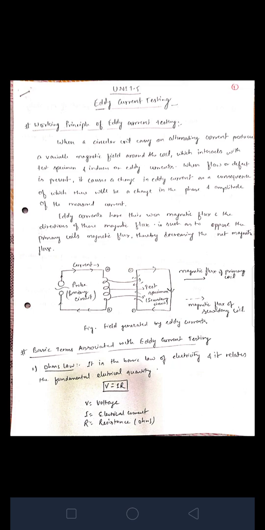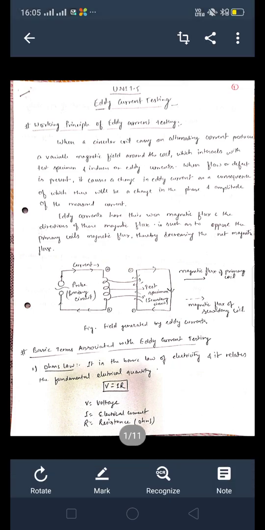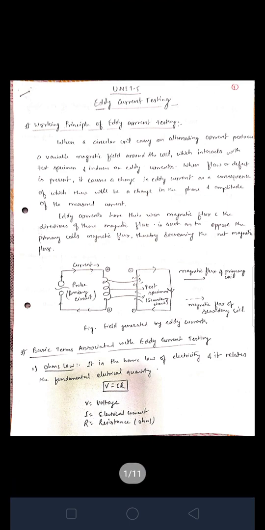After that, if a flaw or defect is present in the specimen, it causes a change in the eddy current, as a consequence of which there will be a change in the phase or amplitude of the measured current. This means if our specimen has a defect, there will be some changes in the eddy current. As a result, the phase will change. So it means there are some defects in the specimen which is tested by the eddy current technique.